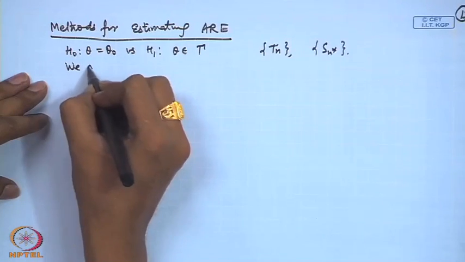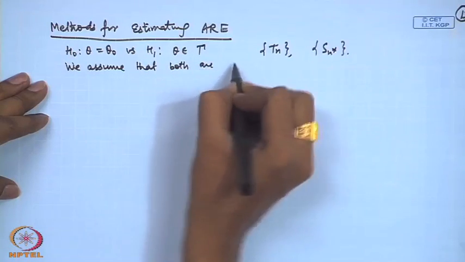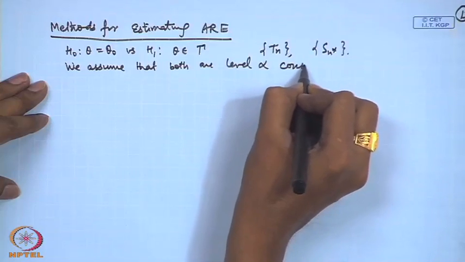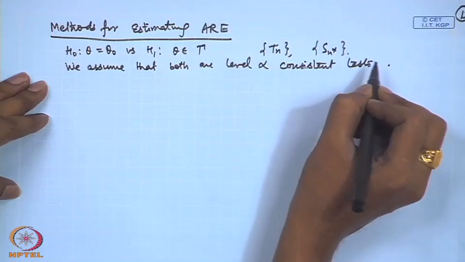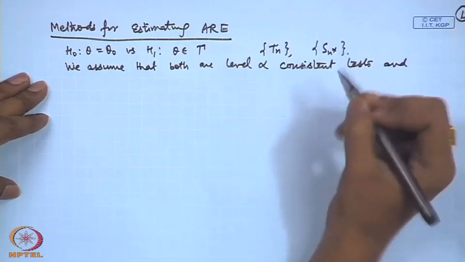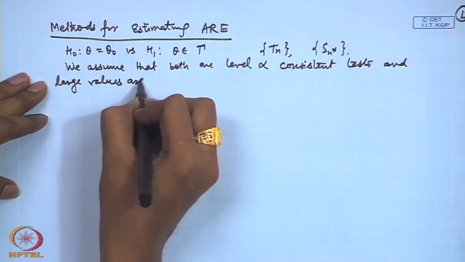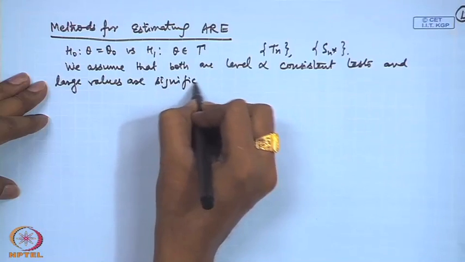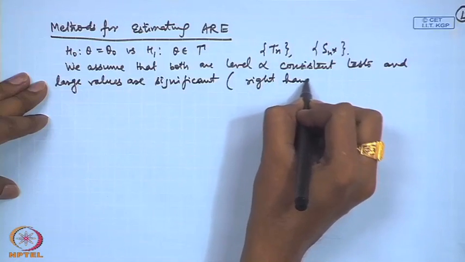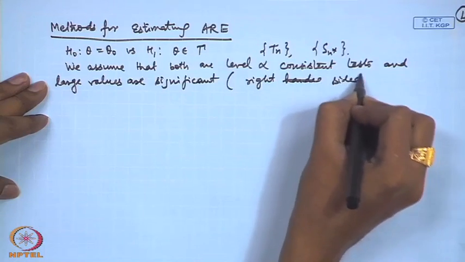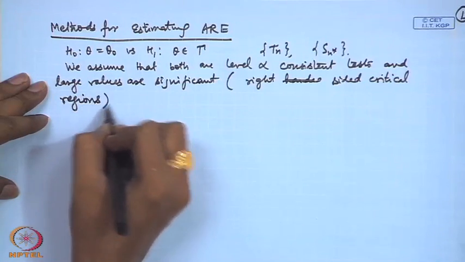and we assume that both are level alpha consistent tests. That means they are one sided, let me say, and large values are significant. Basically, it means that we are having right handed critical regions. This is just for convenience, otherwise to compare two tests it will become quite complicated.